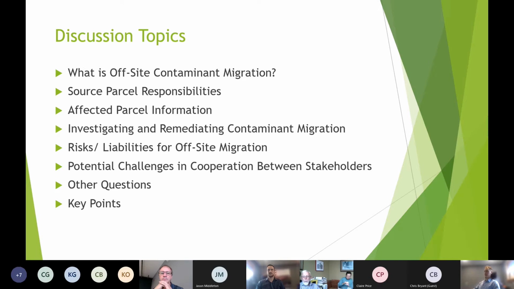So first, I will discuss what is offsite contamination migration. Then I will define what a source parcel is and an affected parcel, and discuss their respective roles in the process. I will then move into how to investigate and remediate contamination on adjacent properties. Then I'll pass it over to Keith, and he's going to explain risk and liabilities regarding offsite migration, potential challenges in cooperation between stakeholders, and then we'll finish with some frequently asked questions and key points to summarize.